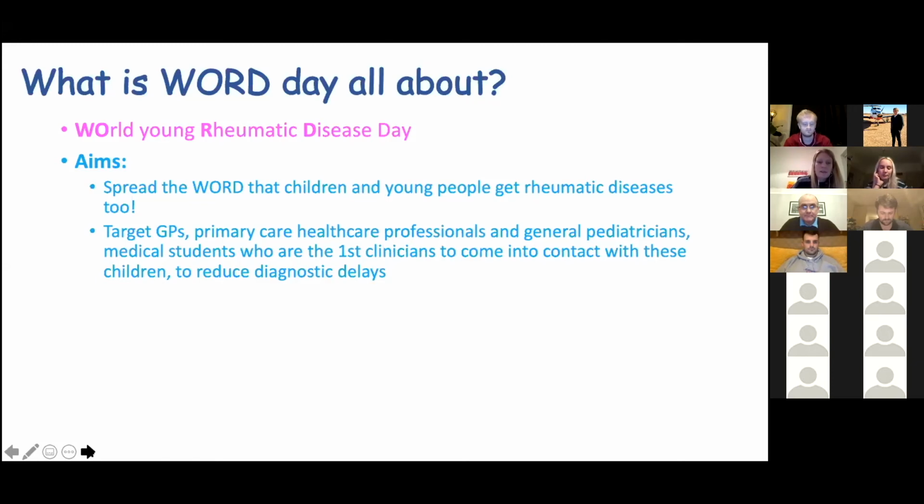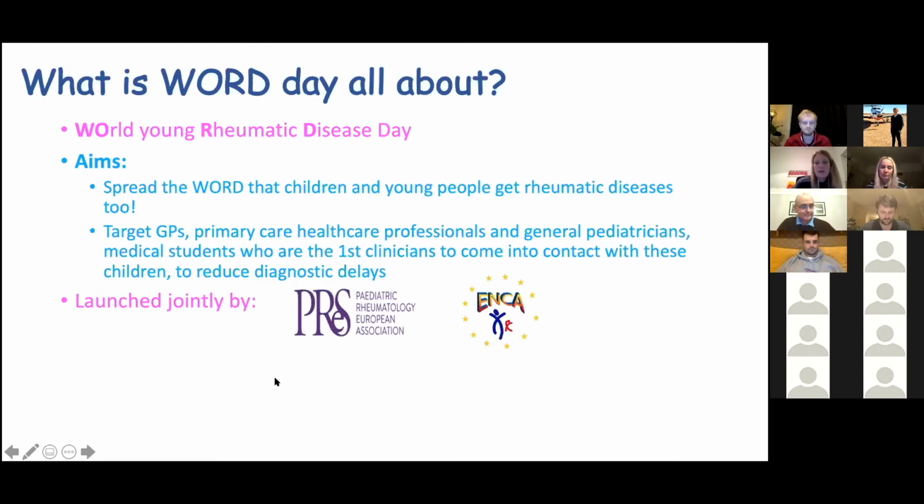And the main aims since it's been set up have been to target GPs and other primary healthcare professionals, general pediatricians, and also students like yourselves, who may be the first people to come into contact with these children, to get people to at least think about these conditions and try to reduce diagnostic delays. It's been launched by the Pediatric Rheumatology European Society, which is the main society in Europe for pediatric rheumatology, and also ENCA, which is an organisation which brings together a lot of the charities and patient and parent organisations for children with rheumatic diseases.